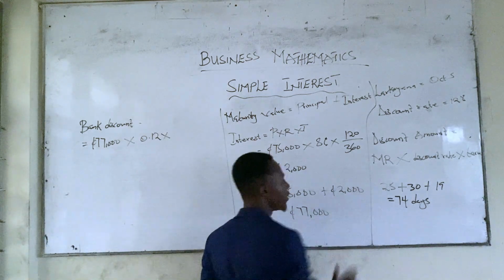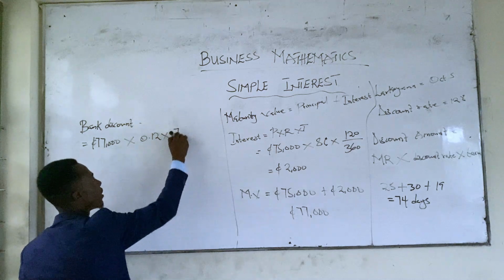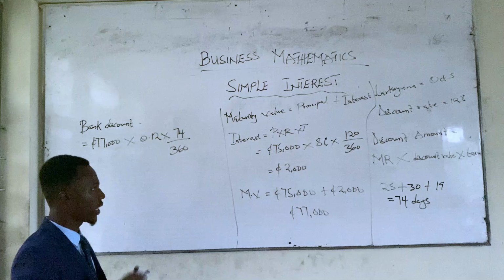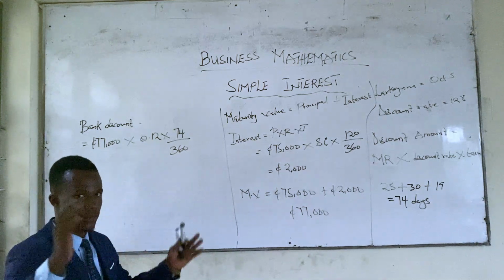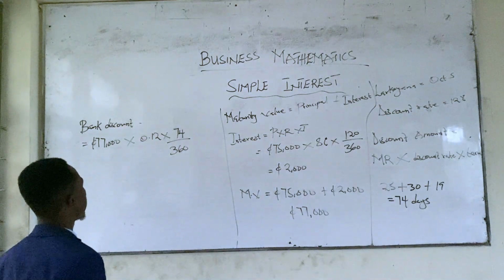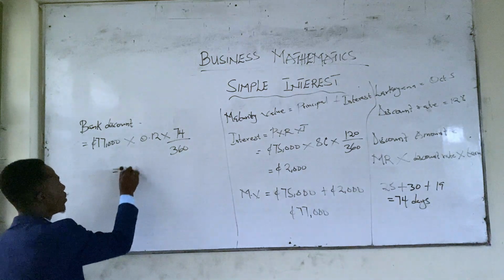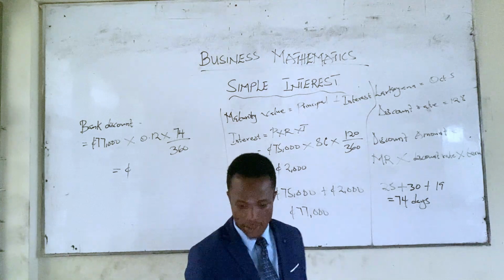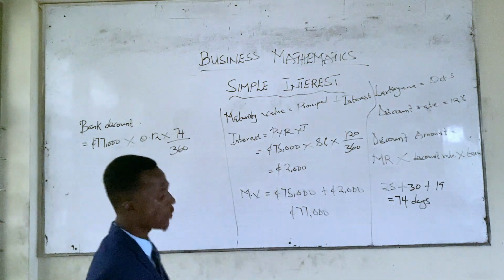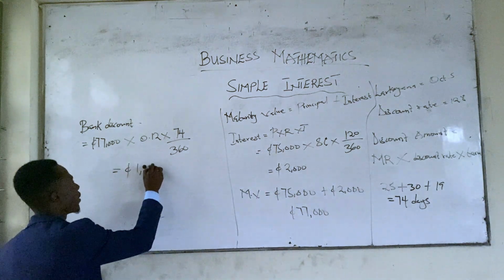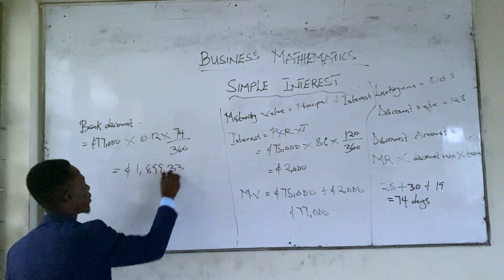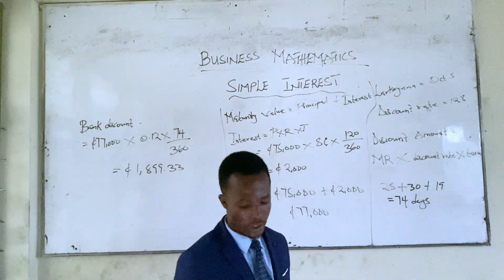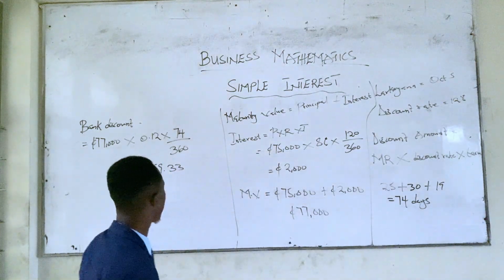Now the days, we had 74 days, right? So it is going to be 74 over 360 days, because we are dealing with 30 days in a month. So we are going to get 360 days. So when we do this, we are going to get 1,899.33 Ghana cedis, okay, as our bank discount.